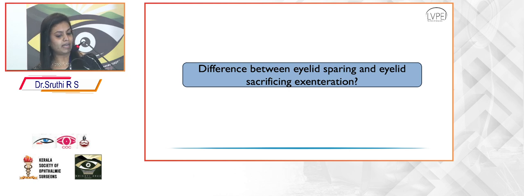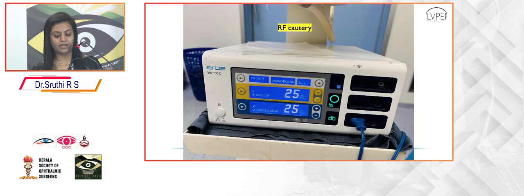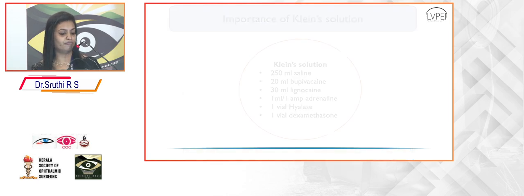Now moving on to the surgical procedure. We have come to the lid sparing technique of exenteration. Earlier, the lid was not spared. And these are all the instruments which you use for exenteration. I'll come to the instruments when we deal in detail with the surgical video. Radio frequency cautery is of utmost importance because this is a surgery which will have a lot of bleeding.